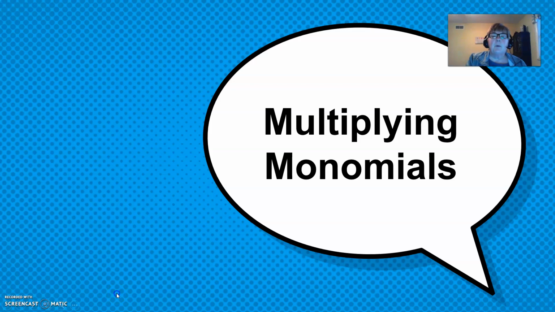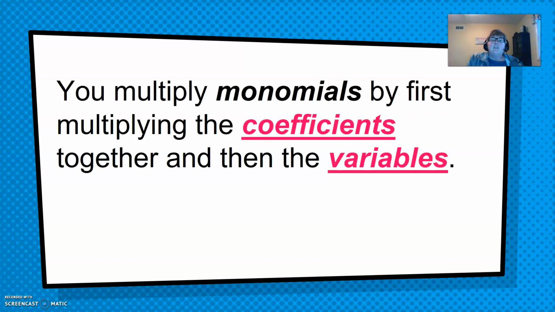Today we're going to talk about multiplying monomials. So the first thing we need to do is define what that means. You multiply monomials, and remember a monomial is just a single term, like in a polynomial, it's just one term. It has variables and coefficients. So you multiply monomials by first multiplying the coefficients together and then the variables.